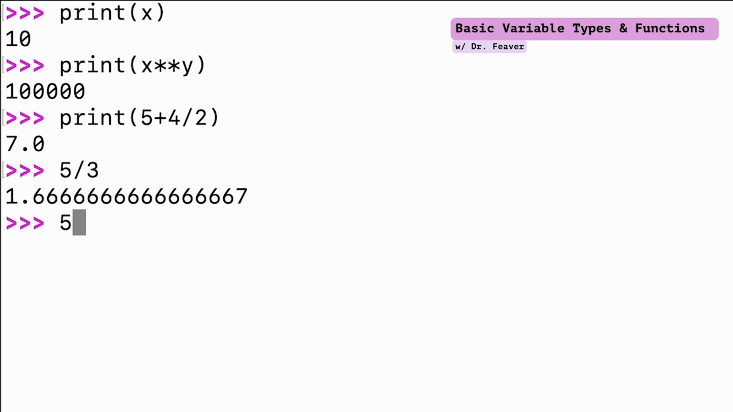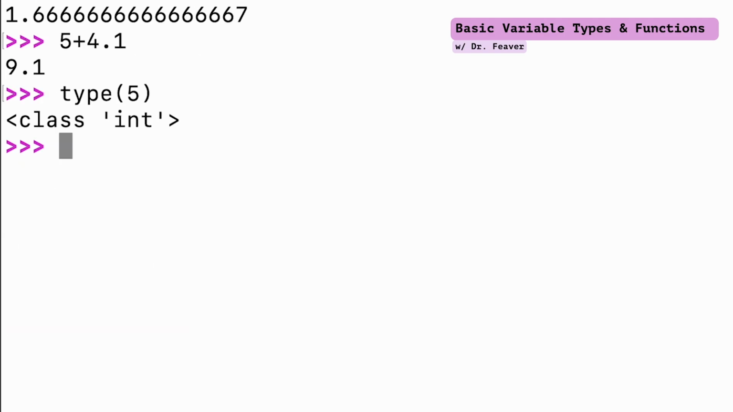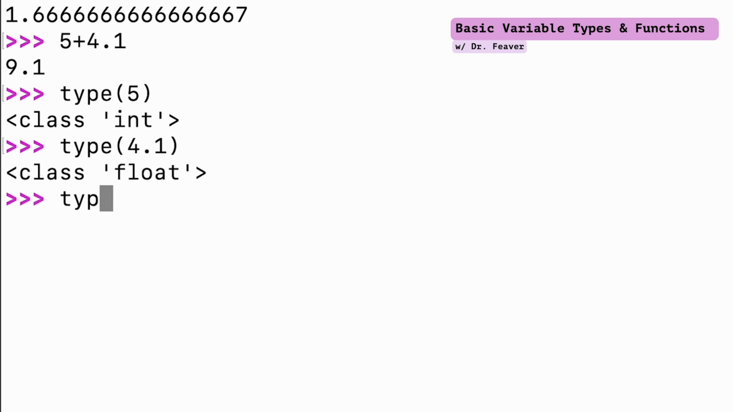And that's because if I do 5 plus 4.1, for example, the result of this addition is going to have a decimal. So the float type will always take precedence if we have an integer and a float mixed when we're doing addition or subtraction. If I do type of 5, you can see this is int. If I do type of 4.1, you can see it's a float. And then if I do type of 5 plus 4.1, you can see that it's a float. So even though one's an int and one's a float, the result will be a float.